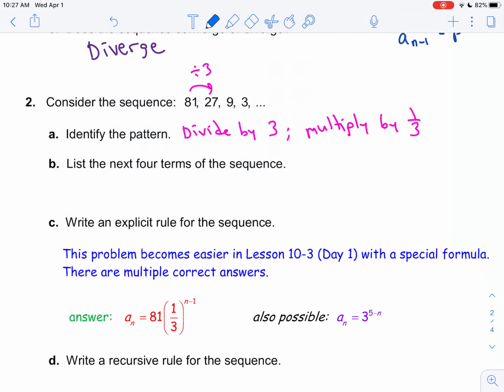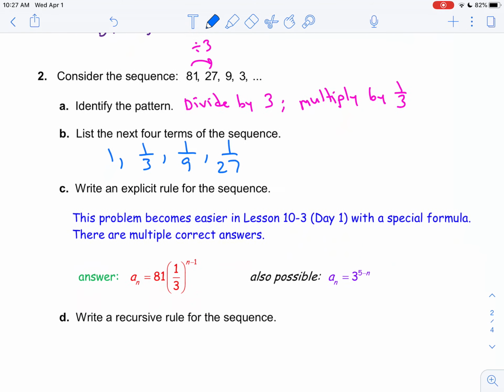So now let's go with our list. I'm going to keep dividing by 3. So 3 divided by 3 is 1. 1 divided by 3 is 1/3. 1/3 divided by 3 is 1/9. And 1/9 divided by 3, or 1/9 times 1/3, is 1/27.